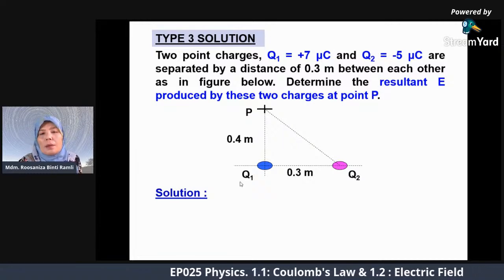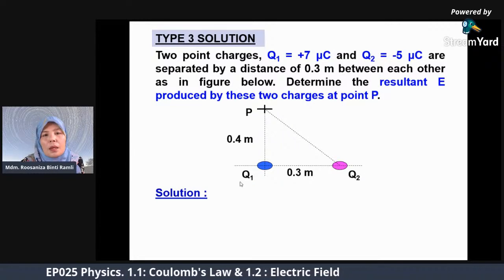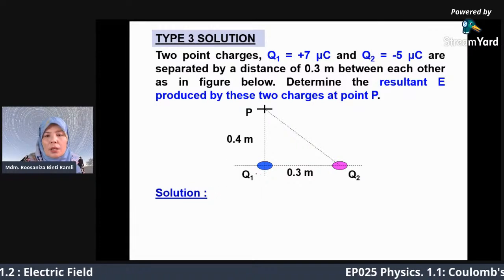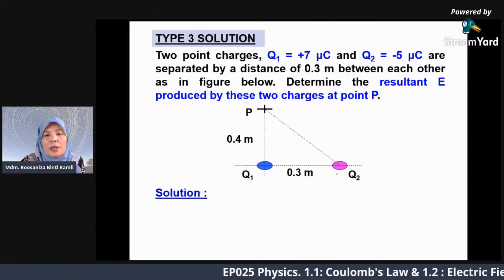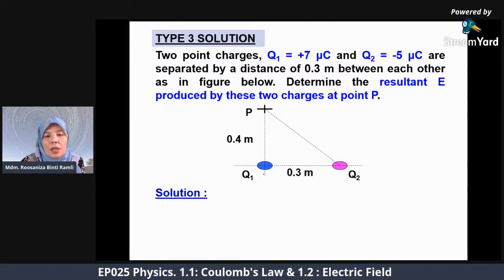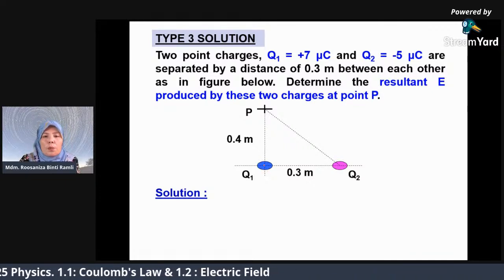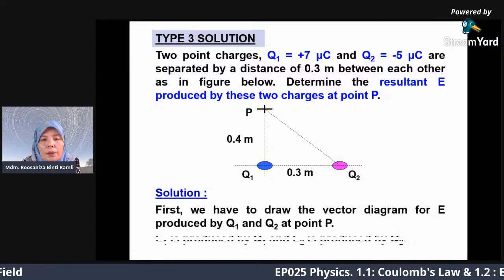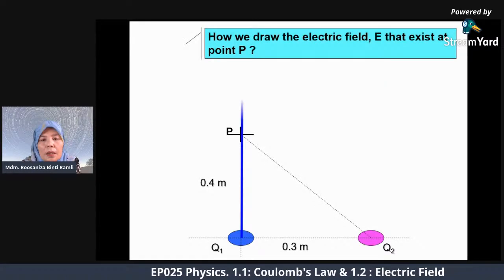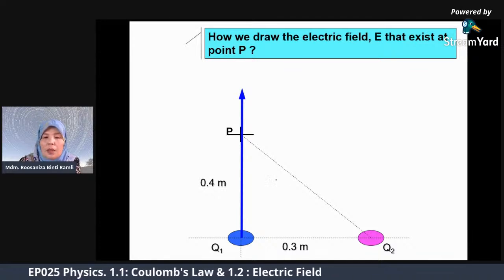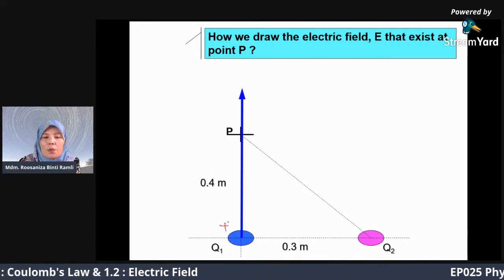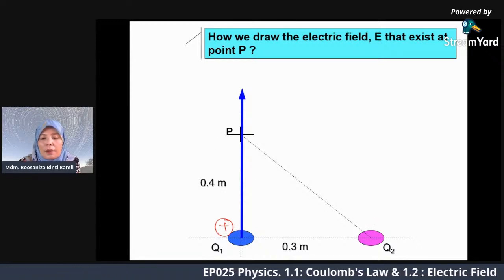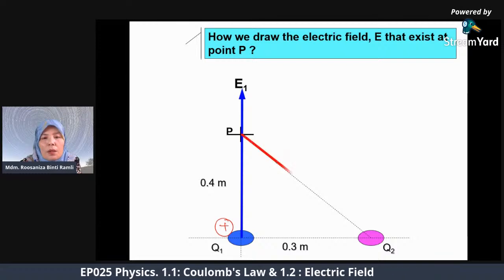This is an example of how to solve a problem about the electric field. Q1 produces an electric field, Q2 produces an electric field, but the direction depends on the type of charge. Q1 is a positive charge, so the direction is outward.